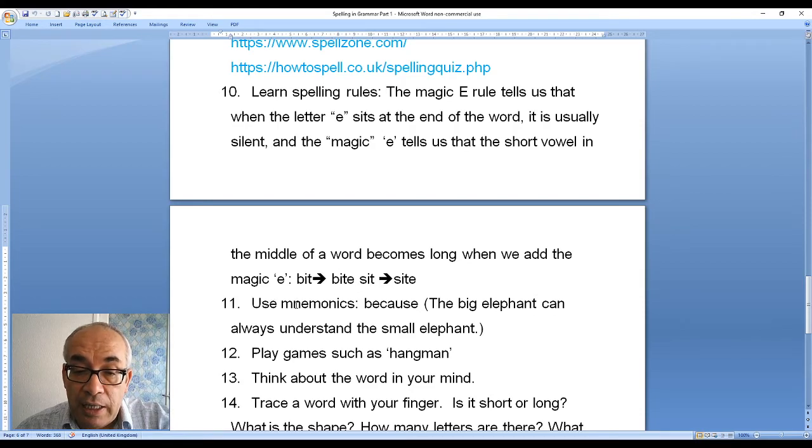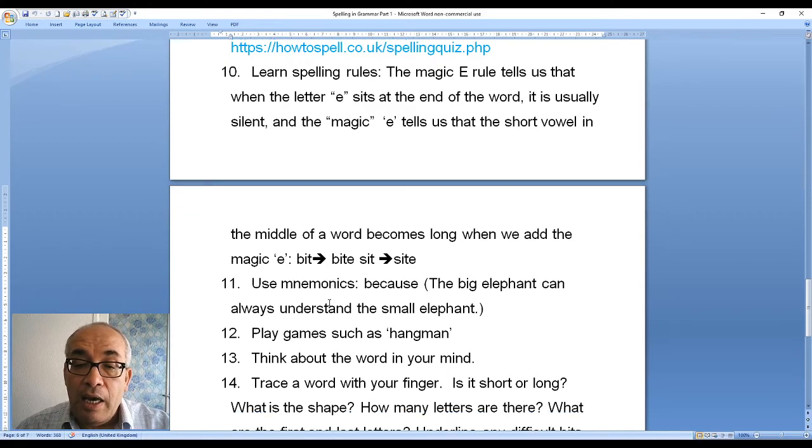Use a mnemonic. This is a difficult word for you. Mnemonics. What does it mean? It means if I want to learn how to spell 'because', I write a sentence about 'because', and this sentence helps me to remember how to write 'because'.